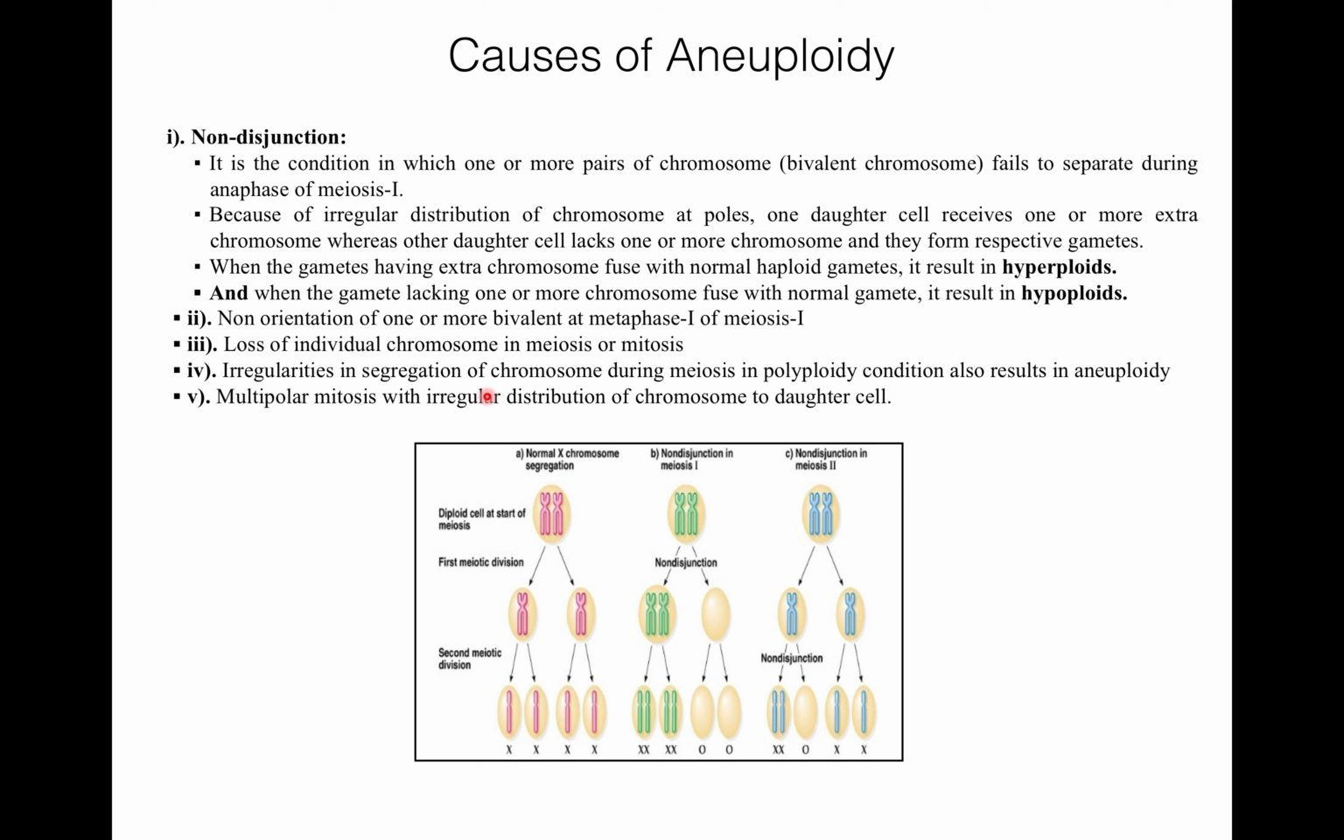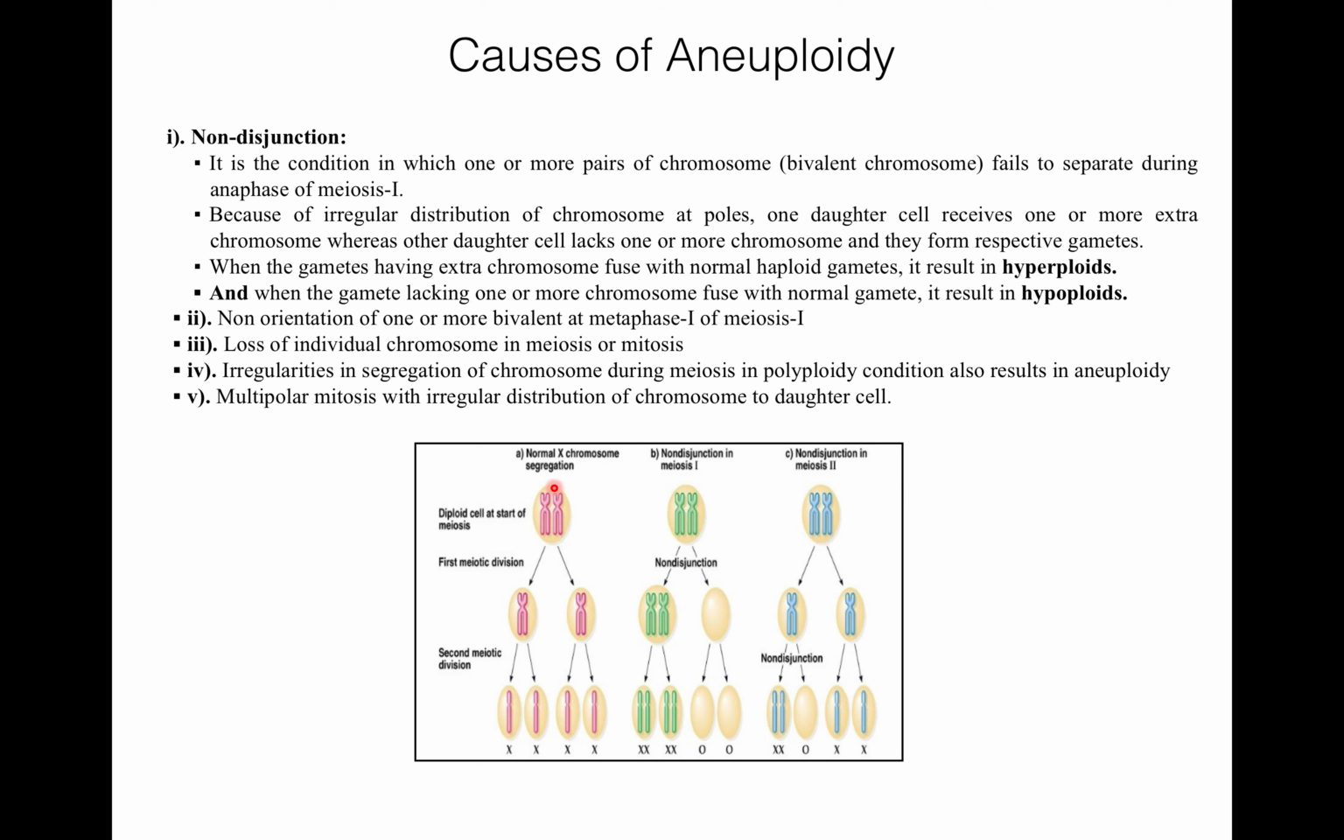Another cause of aneuploidy is non-orientation of one or more bivalents at metaphase first of meiosis first, or there may be loss of an individual chromosome in meiosis or mitosis, or there may be irregularities in segregation of chromosomes during meiosis in polyploidy condition, or multipolar mitosis with irregular distribution of chromosomes to daughter cells. So here is a diagram which is showing non-disjunction.